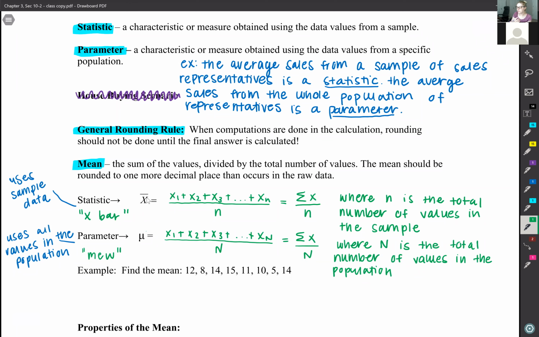Okay, so that is it for talking about x bar and mu. So I just want to clarify, they're both just means. Just x bar is when you're using a sample, and mu is when you're using all values in the population. So because of that, that makes x bar a statistic, and that makes mu a parameter. Any questions before we get into an example?